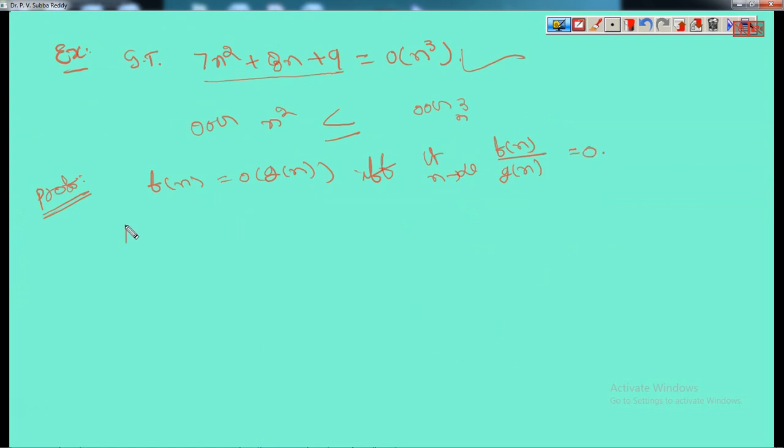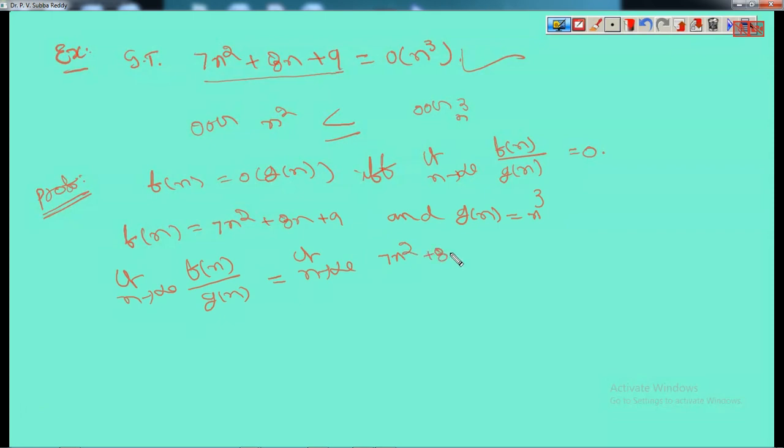Now what is f of n here? f of n is 7n square plus 8n plus 9, and g of n is n cube. If we can show this, then we can conclude that yes, it is correct. Now what is the limit as n tends to infinity of f of n by g of n? That is the limit of 7n square plus 8n plus 9 divided by n cube.